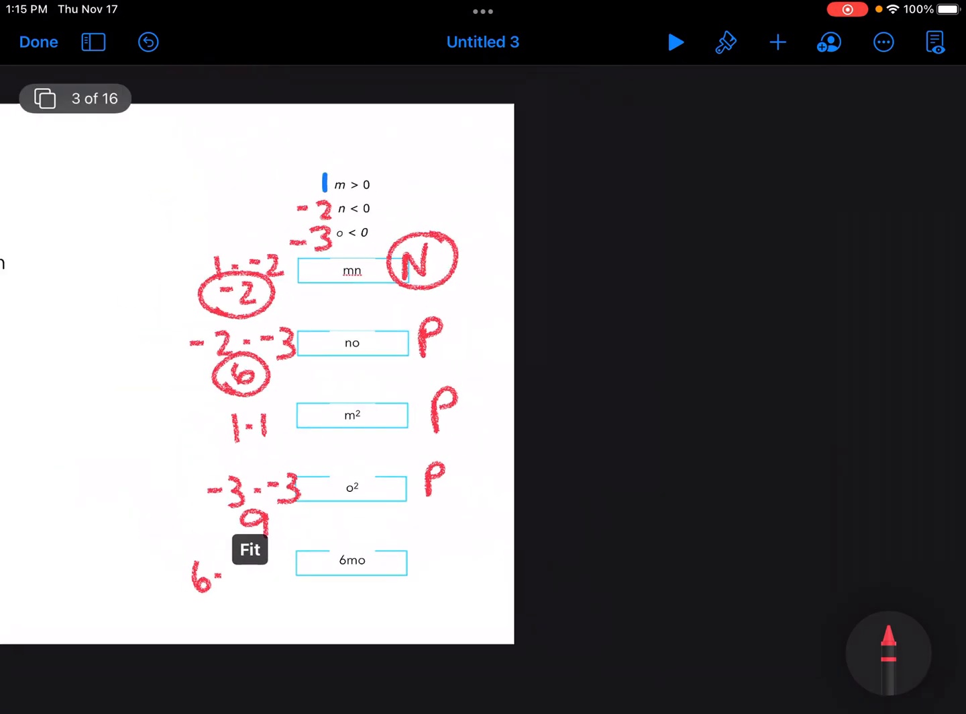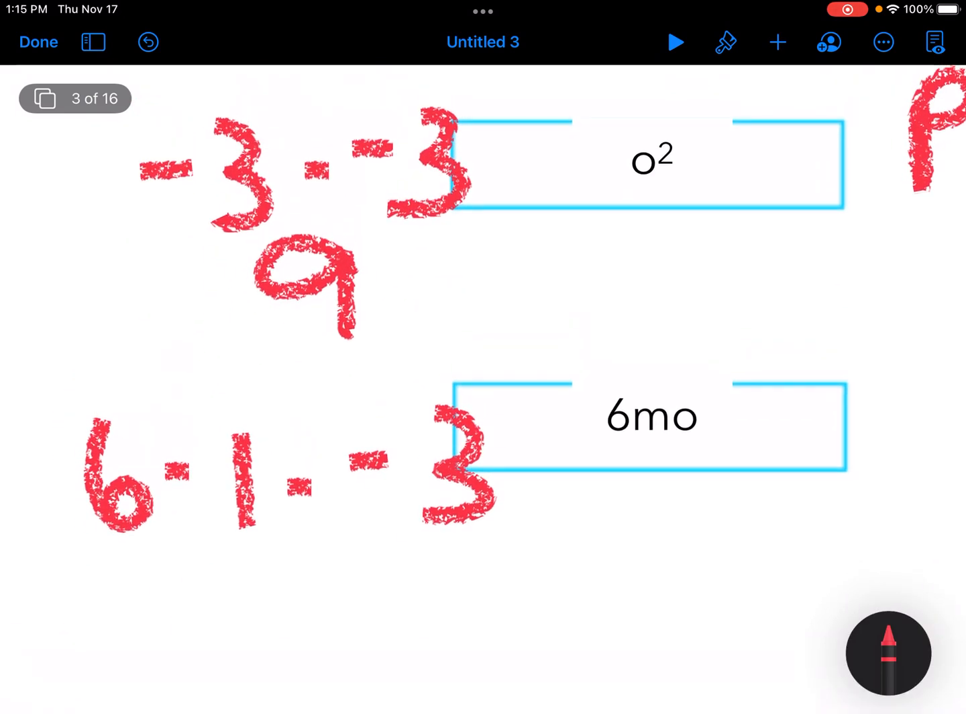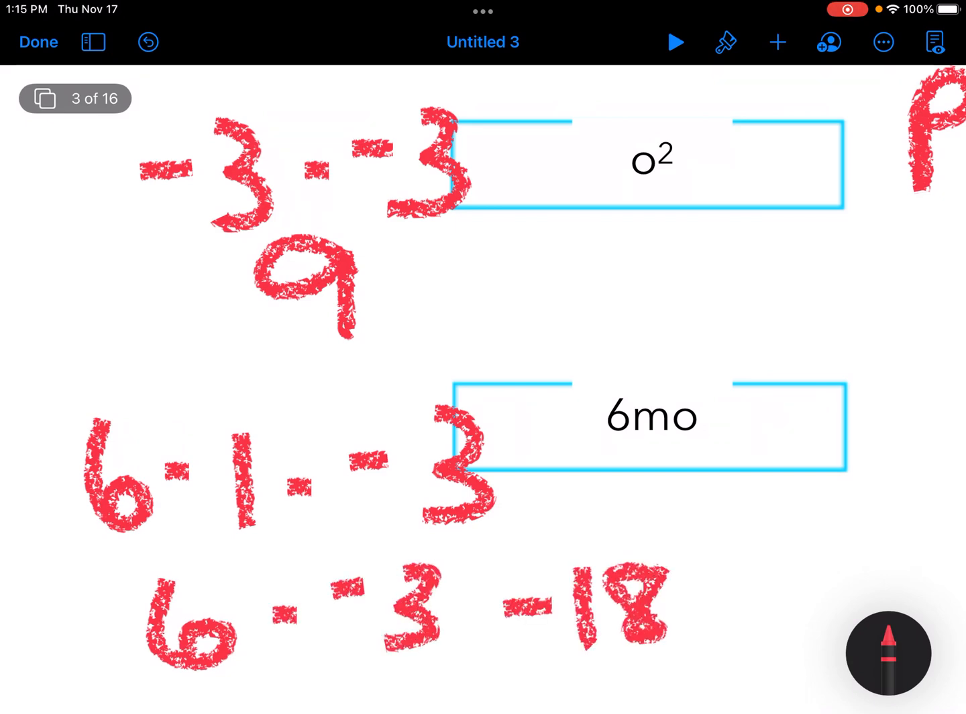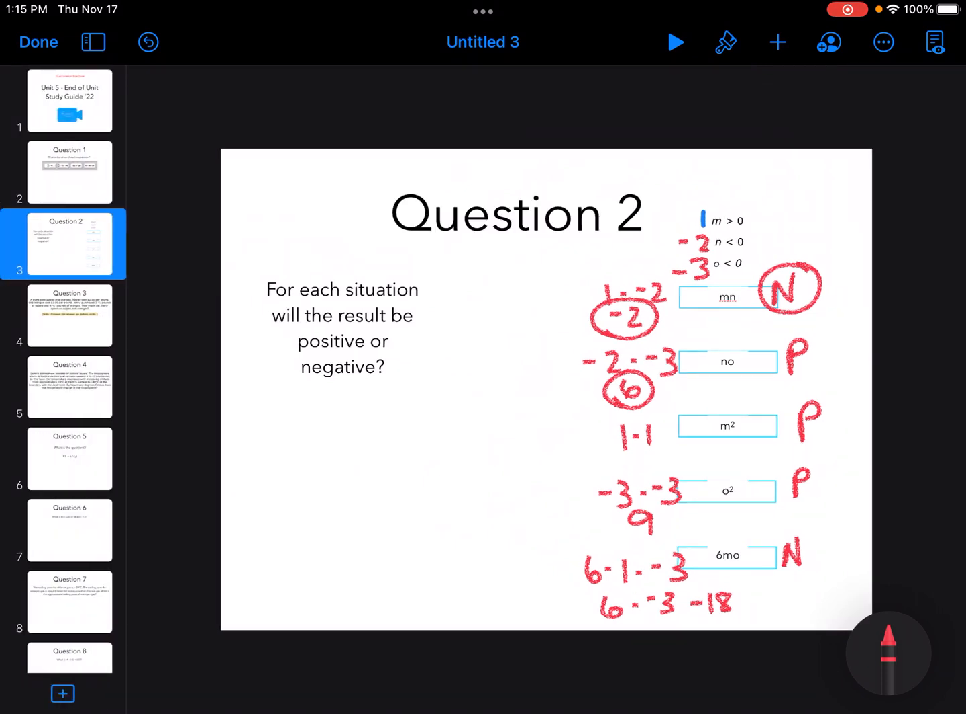6 times 1 times -3. Well, that's going to be 6 times -3, which is going to be -18. So it's going to be a negative result. So giving them all values is going to make it easier for me to decide whether it should be negative or positive.